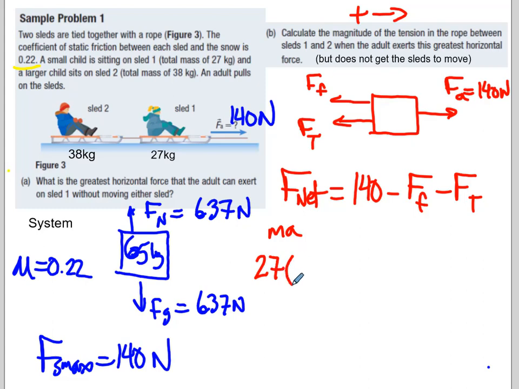Do I know the acceleration? Of course I do, because they're not moving. That was the key piece. It does not move. Not moved. So my A here is 0.